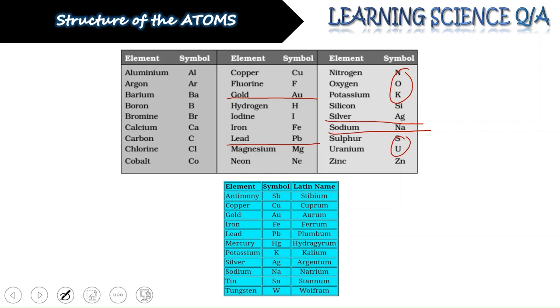In the next lecture, we will see how these elements, based on their valency, combine with other elements to form suitable compounds.